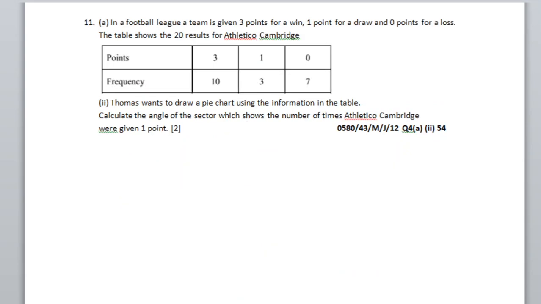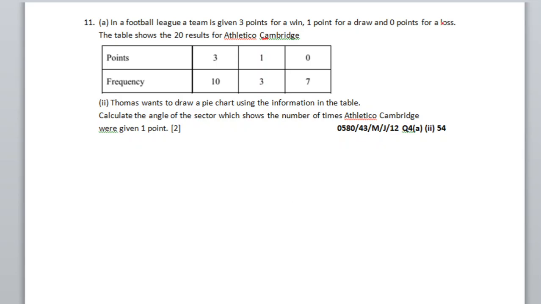Question number 11. In a football league a team is given 3 points for a win, 1 point for a draw and 0 points for a loss. The table shows the 20 results for Atletico Cambridge. Thomas wants to draw a pie chart using the information in the table. Calculate the angle of sector, which shows the number of times Atletico Cambridge were given 1 point.